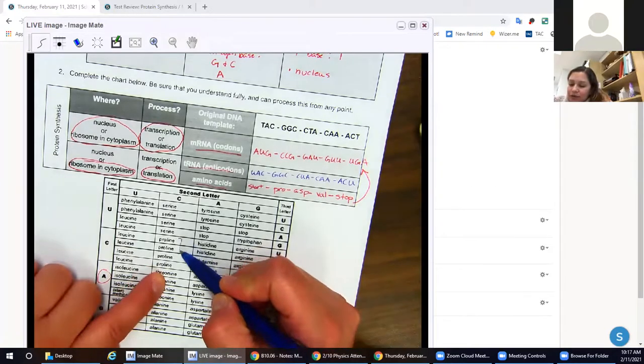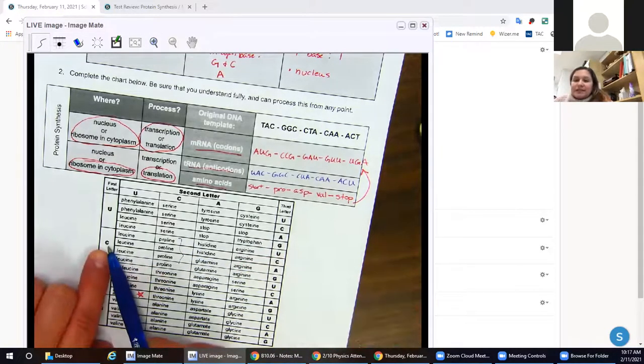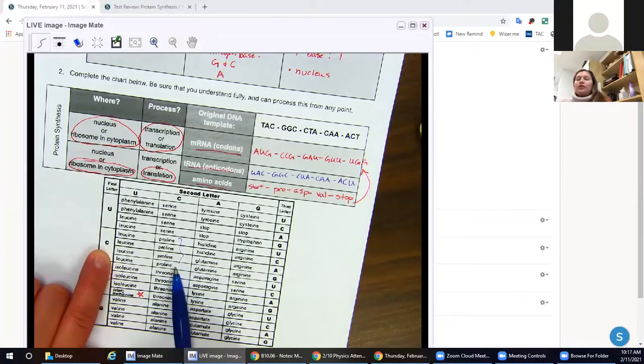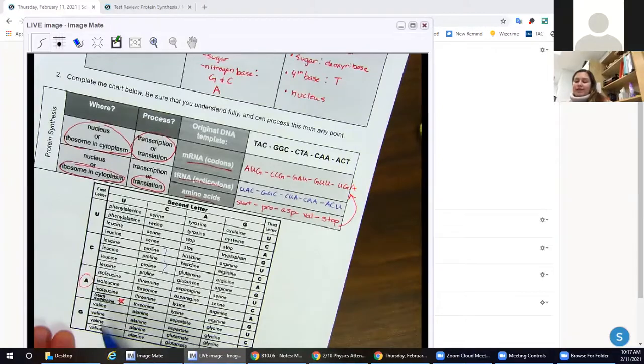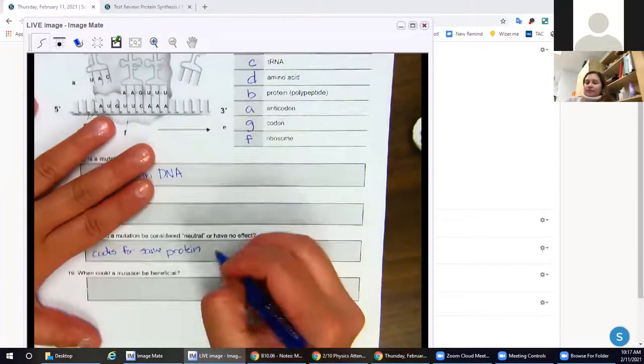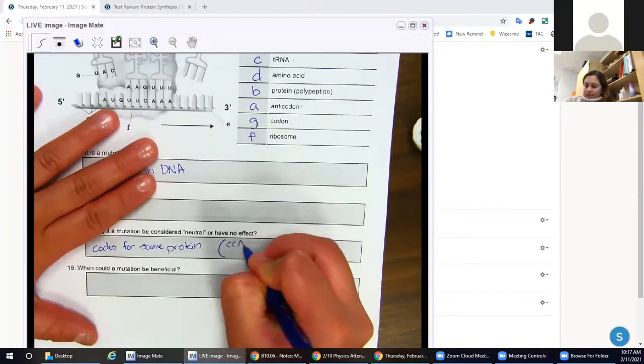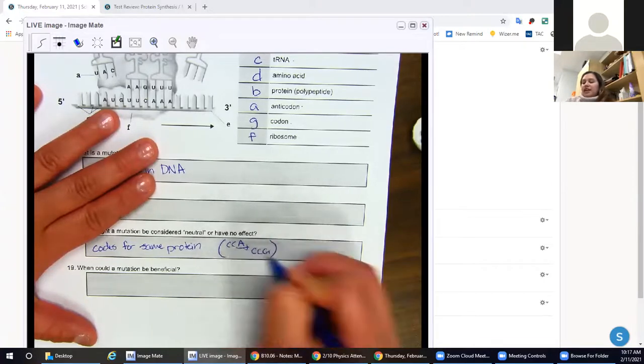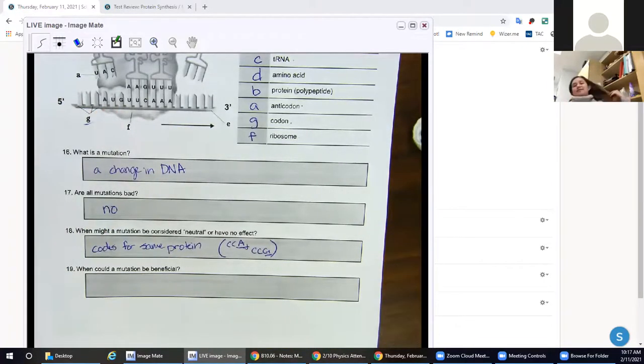Let's take proline, for example. If you have a strand that says CCA, and that last A gets changed into a G, well, it's still going to code for proline. You won't feel a difference. So that's CCA and CCG. You're still going to have the same effect. So if you change that with substitution, you're still going to have the same amino acid, the same protein. Nothing's going to change.